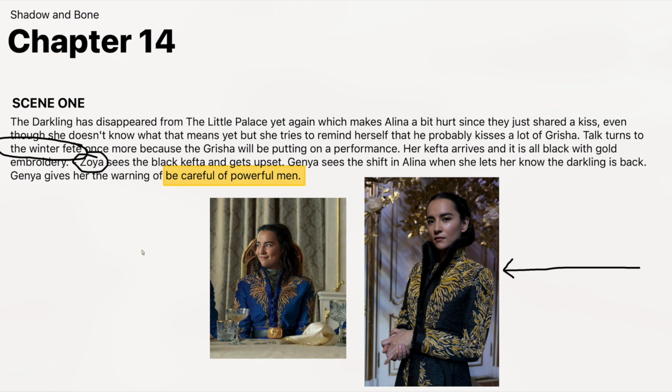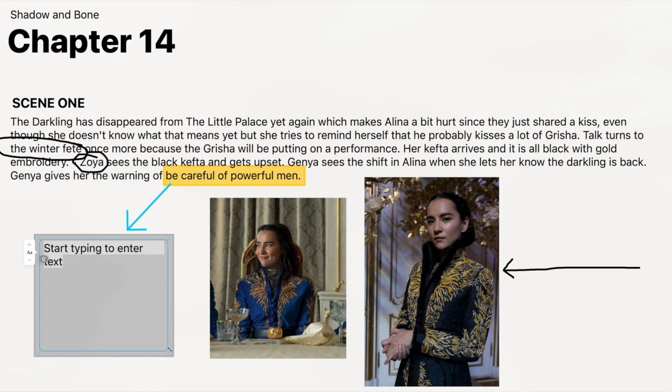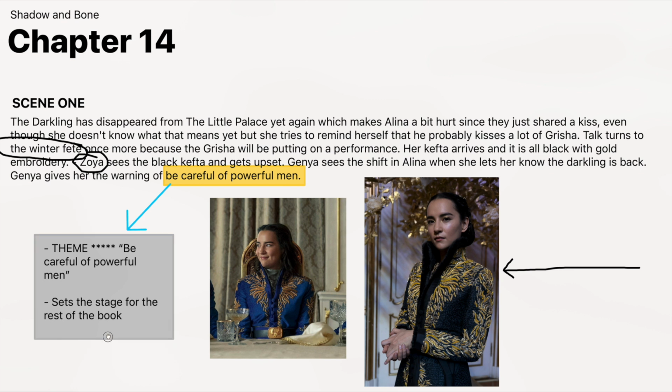This is also signaling to the readers a couple things. One, this is another theme that's very prominent in the book, and Leigh Bardugo has talked about how she doesn't want people to be rooting for the Darkling and Alina because the Darkling is a bad, evil man. So this contributes to another theme of the book. This also sets the stage for the rest of the book. We are about to tumble fast towards the ending.